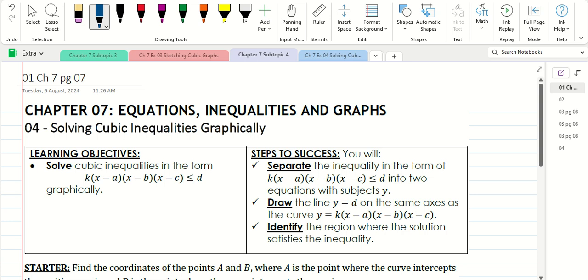Hello and welcome to another video recording for another topic in Additional Maths Year 9, Chapter 7, Equations, Inequalities and Graphs. So today we're going to deal with solving cubic inequalities graphically.